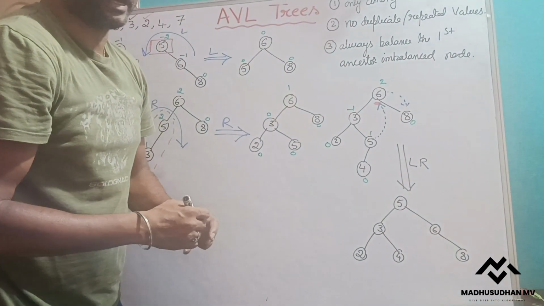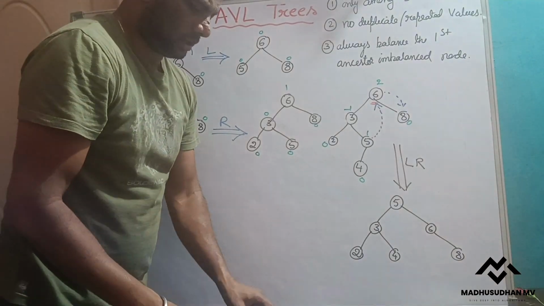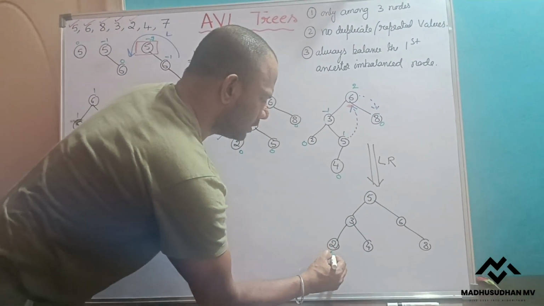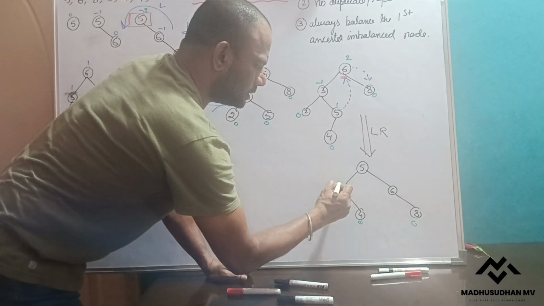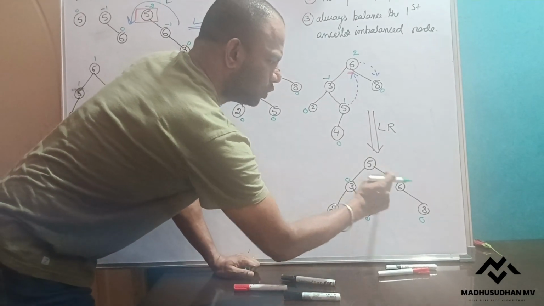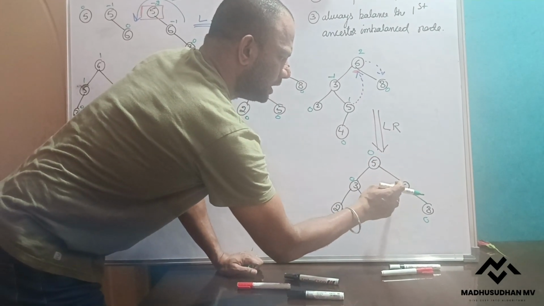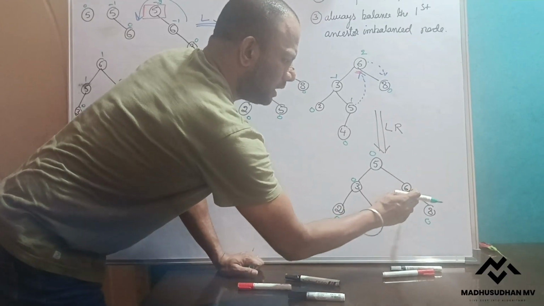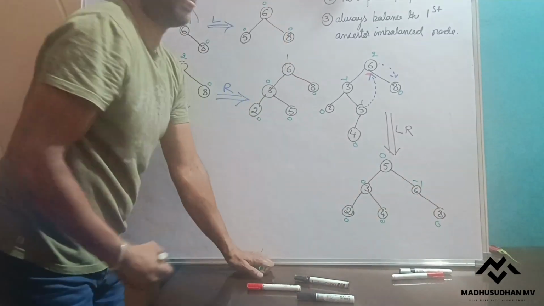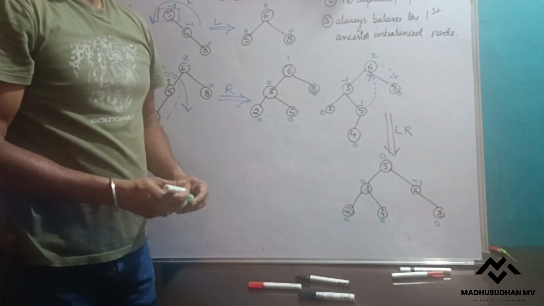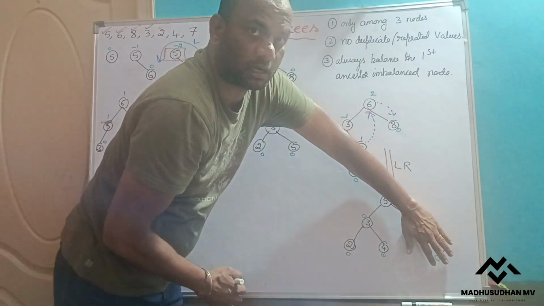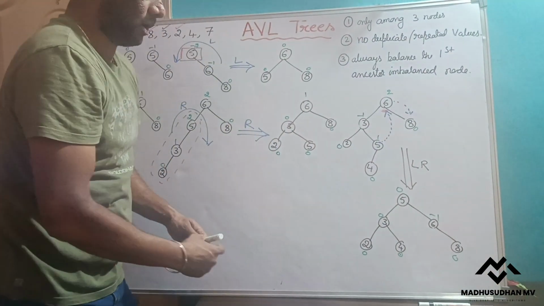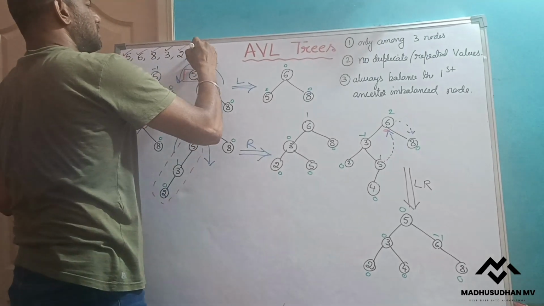See, now you calculate the balance factor. Leaf node 0, 0, 0, 1 edge, 1 minus 1, 0, 1, 2, 2 minus 2, 0. Here for this, there is no left subtree, here only one left subtree, so minus 1. Okay, perfectly balanced. Now again, all these elements are lesser than this, all these elements are greater than this. Holds the property.